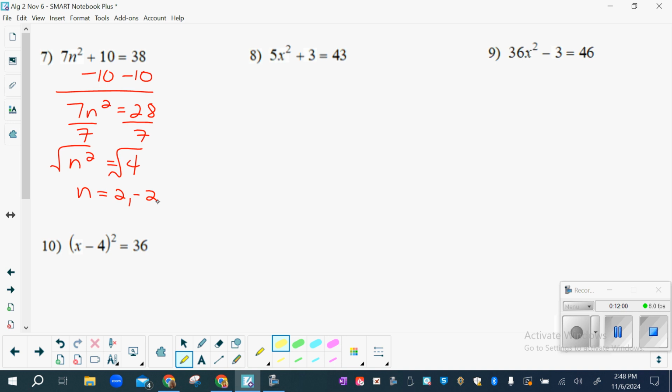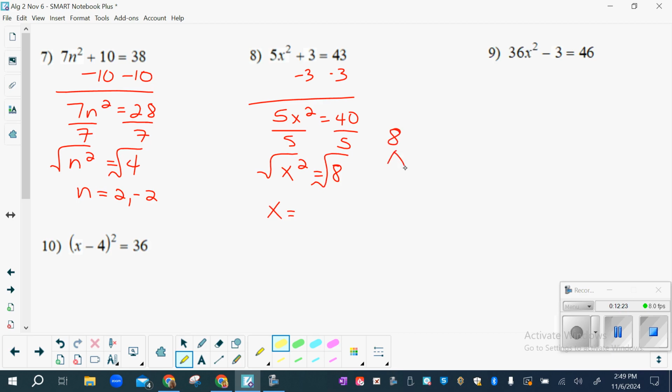What do we do on number 8? Subtract 3 first. What do we do after that? Yep. So we get x squared is 8. Square root. And we get x is 2 square root 2, and I'm just going to write it as positive and negative 2 square root 2. So both the positive and the negative.